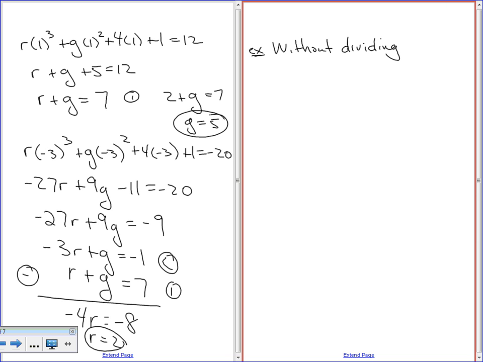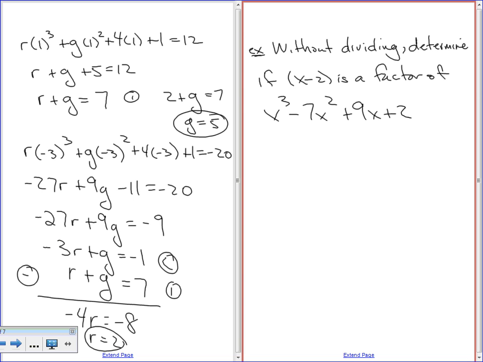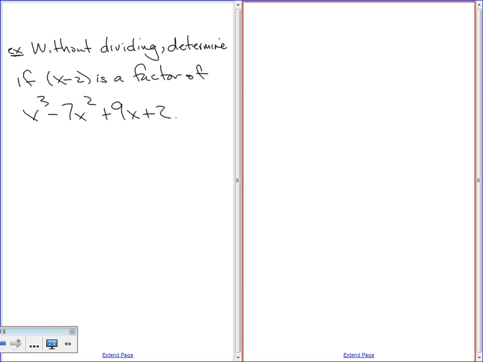Without dividing, determine if x minus 2 is a factor of this polynomial. So without dividing, I want to determine if this is a factor of this polynomial.